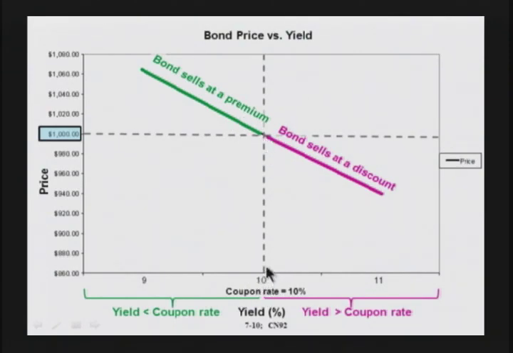At the point where you require a return above the 10% coupon rate, 10.5 or 11%, you can't squeeze a 10.5 or 11% return out of a bond that only pays 10% coupons unless you buy the bond at a discount and have that built-in capital gain. So the way you get additional return above and beyond the bond's coupon rate is to buy the bond at a discount and have that built-in capital gain.